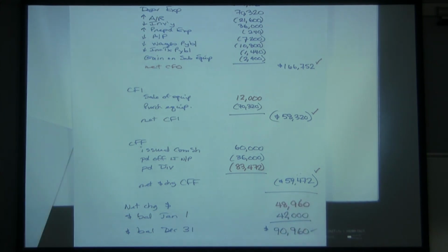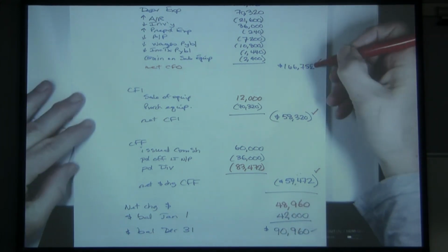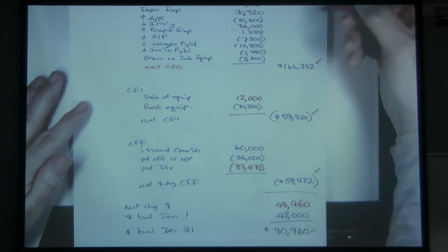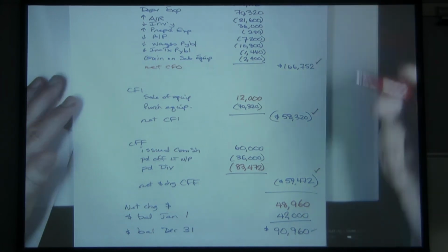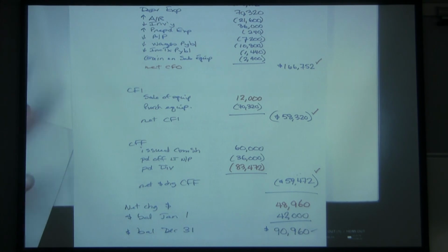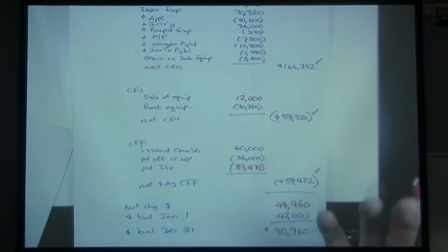Okay, so number one, we want our CFO ideally to be higher than our net income amount because it means we're managing our working capital well and our operations are generating cash.